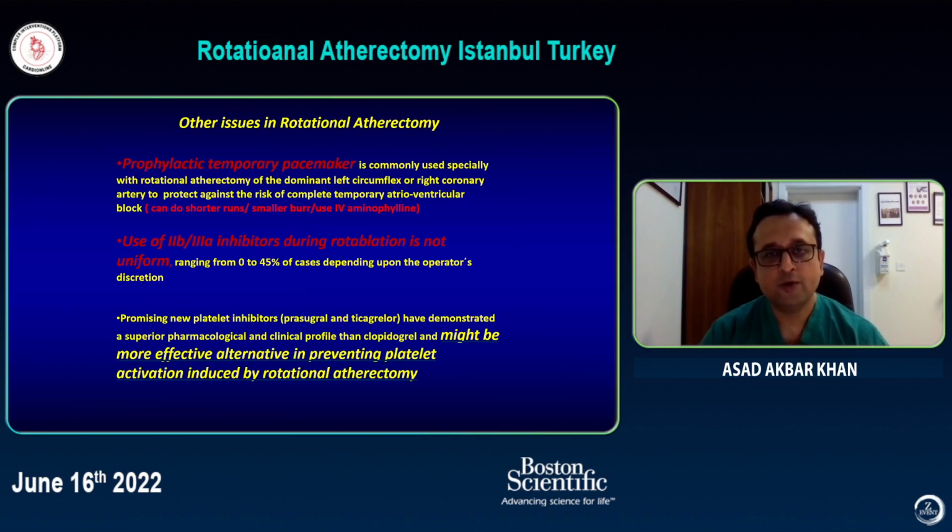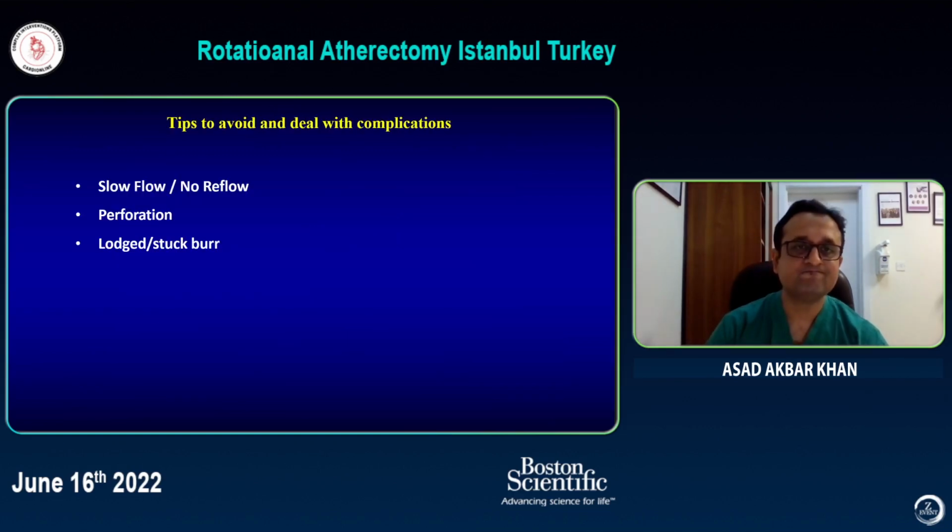Temporary pacemakers, loads of us use it when we are ablating dominant RCAs or dominant circumflexes. Few tricks to avoid it. It can be shorter runs using a smaller burr and then using IV aminophylline boluses.